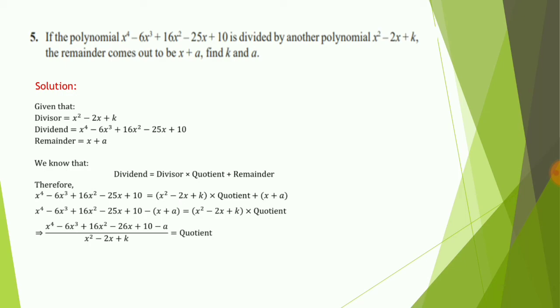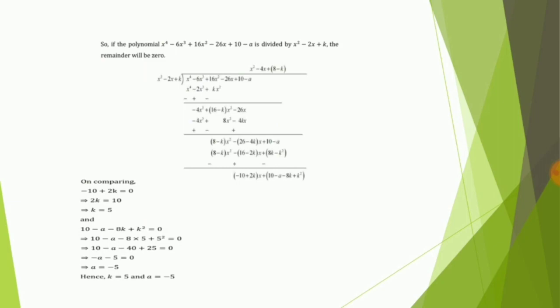So if I subtract the remainder from the dividend, I will be left with divisor and the quotient only. That means on dividing that difference by the divisor, whatever remainder I will be getting will come out to be 0. So on subtracting the remainder from the dividend, what do I get? I get x raised to the power of 4 minus 6x cube plus 16x square minus 26x plus 10 minus a. When I divide it by x square minus 2x plus k, whatever remainder I will be getting will be equal to 0. So let us divide and check.